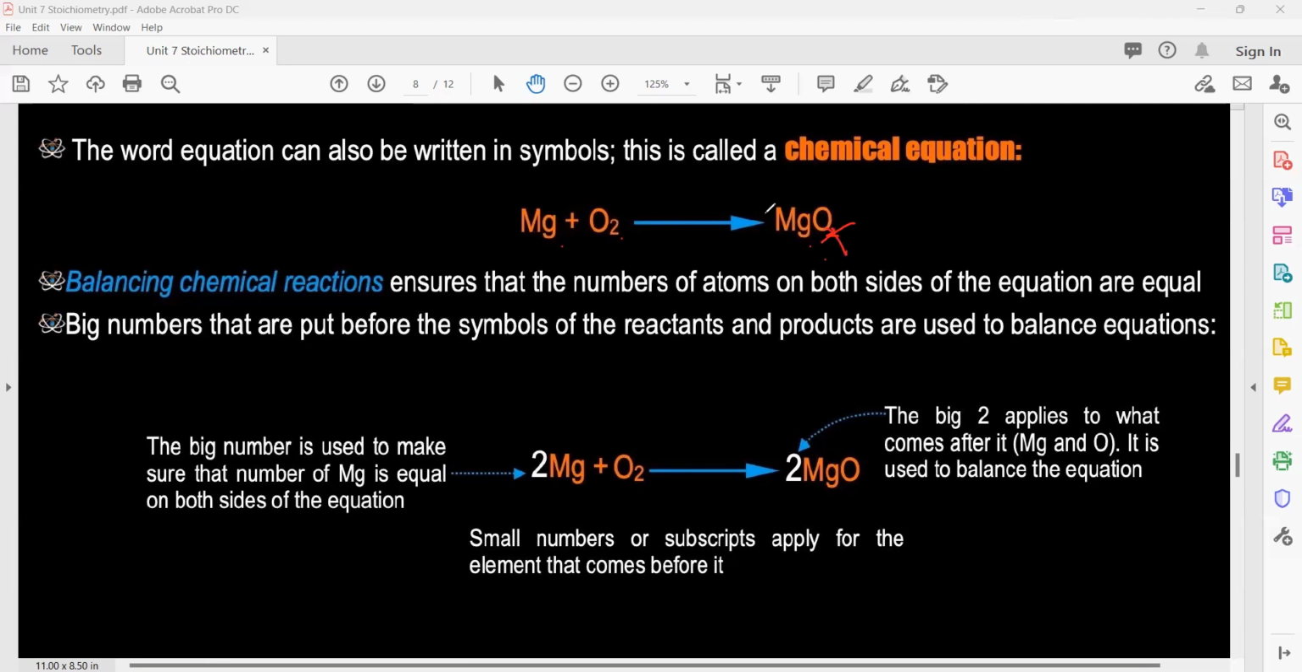I will put 2 here. When I put 2 here, it means that now how many magnesium here? 2. How many oxygen? 2. Oxygen becomes equal now. For example, if I want to write here magnesium and here oxygen. How many magnesium? 1. How many oxygen? 2. How many magnesium? 2. How many oxygen? 2. Only magnesium is not equal now, so put 2 here. Now it is balanced.